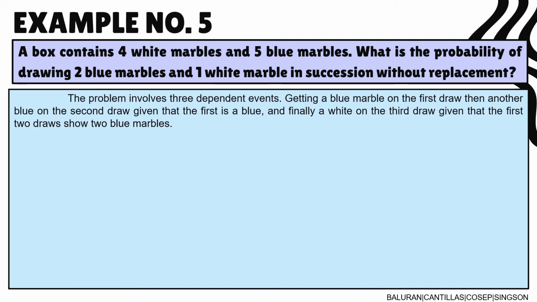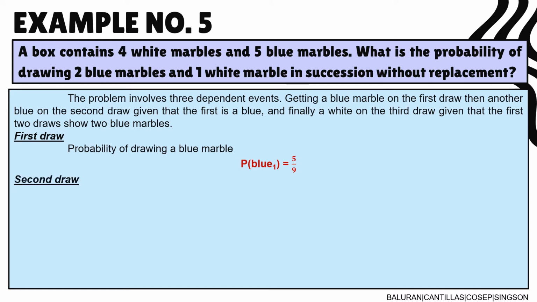So those are the 3 dependent events in our problem. Let us now find the probability of getting a blue on the first draw. We will denote that as the probability of blue sub 1, which is equal to 5 over 9. We are using 5 here since we have a total of 5 blue marbles, and 9 since we have a total of 9 marbles. You add 4 white marbles and 5 blue marbles, so that gives you 9.